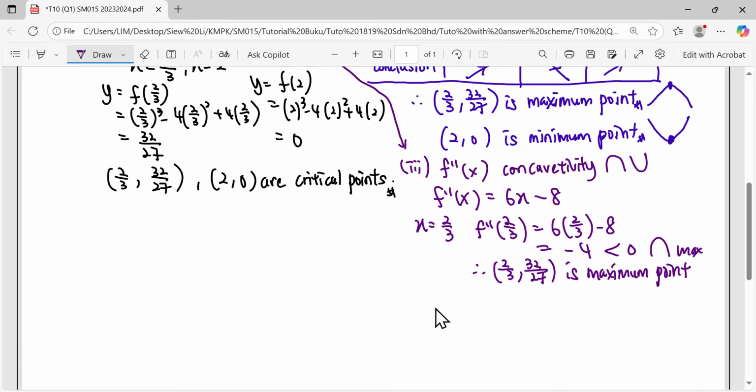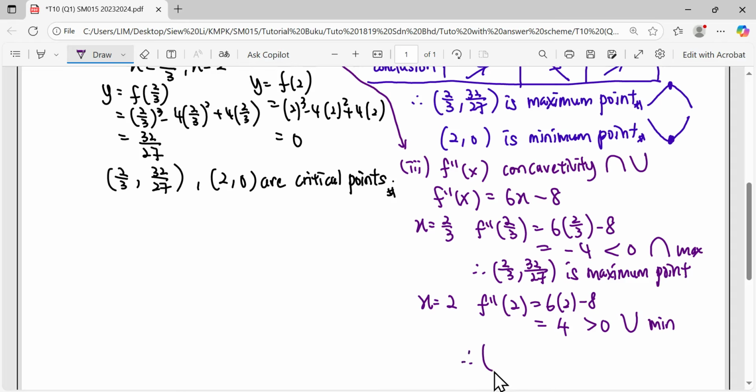Another point we need to test is the other critical point, x equals 2. We substitute into our second derivative, which is 6 times 2 minus 8. You will notice here we get a positive value. A positive value means concave upward. When you have concave upward, this gives you a minimum. Therefore, we can finish our classification, where the point 2, 0 is a minimum point.